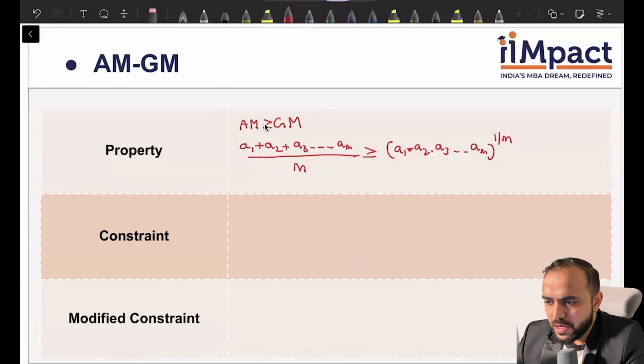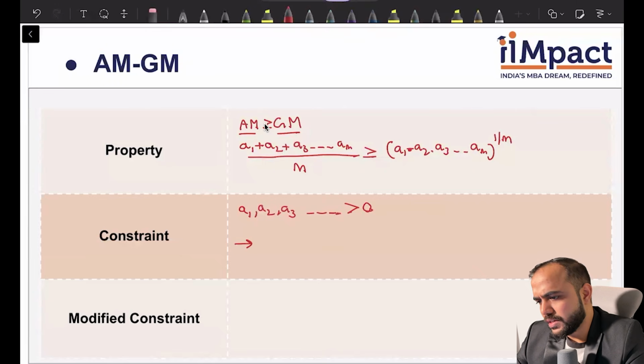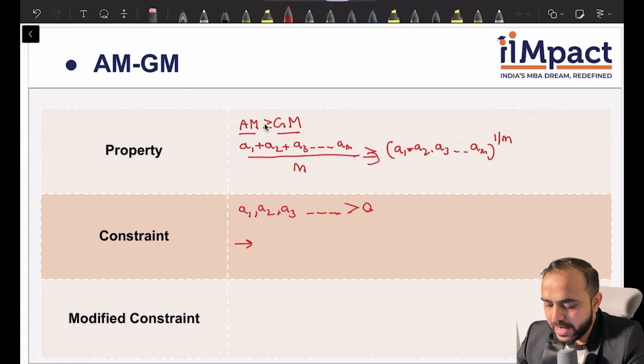Now, before we move ahead, there are certain constraints, certain situations in which AMGM can be applied. Only when these constraints are met can AMGM be applied, and the constraint is very simple. All the numbers need to be positive. So A1, A2, A3, all the numbers that you are taking as part of your arithmetic mean and geometric mean, they have to be greater than 0. The second constraint is, and this is not really a constraint, this talks about when do we get equality.